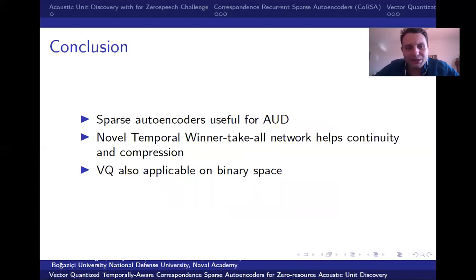So in this work, we saw that sparse autoencoders are useful for acoustic unit discovery, and the proposed winner-take-all edition provides further improvements with the continuity and compression of the results. Also, we saw that vector quantization can be applicable on binary space.